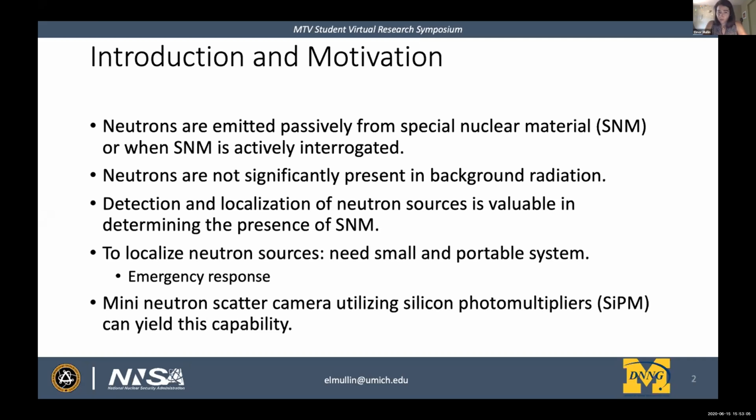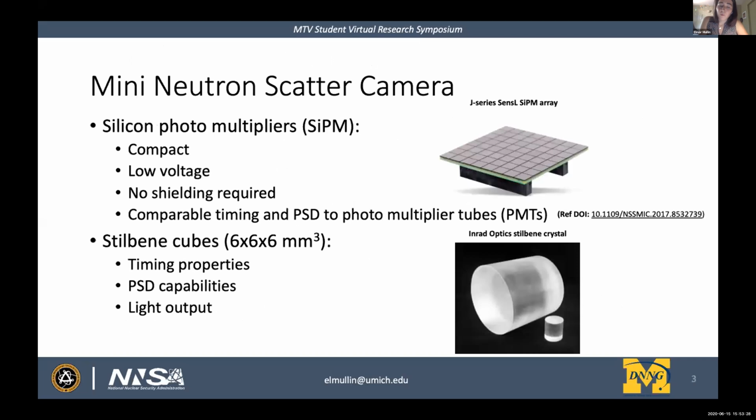So to localize neutron sources for many applications, we need small and portable systems. Some of these applications include emergency response, warfighting, etc. And so we're exploring this mini neutron scatter camera, which utilizes silicon photomultipliers because it offers the small and compact capabilities that we're looking for. So what does our mini neutron scatter camera consist of?